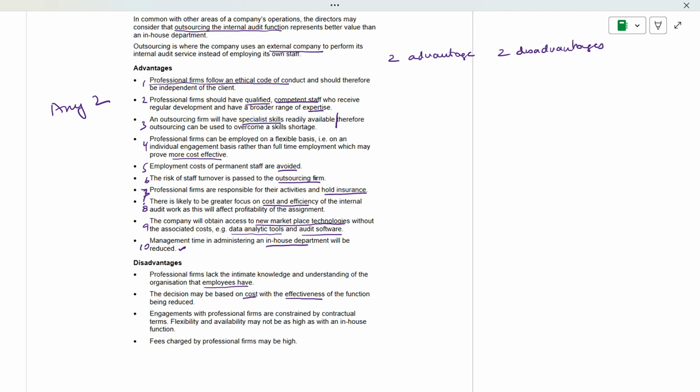Engagements with professional firms are constrained by contractual terms. Flexibility and availability may not be as high as with in-house. If you have it in-house, anytime you can take the help. But if you are outsourcing, definitely we are dependent on them. Fees charged by professional firms may be high.